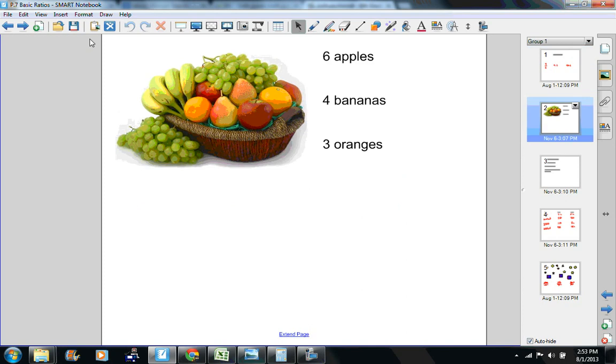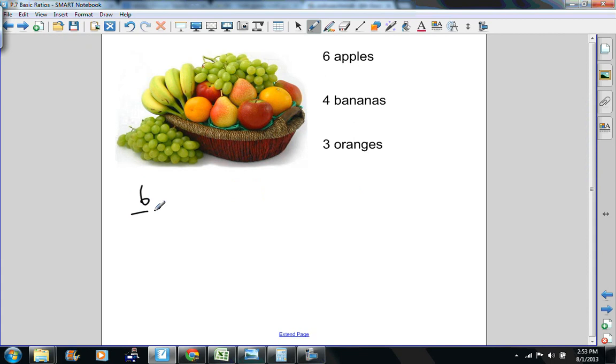So if we have these three things here, apples, bananas, and oranges, and we want to make a ratio of apples to bananas, well, that would be 6/4 apples to bananas. But if we made that ratio, we would want to simplify it down. Well, we'd divide the top and the bottom by 2 and get 3/2, like that. Okay? If we wanted to do oranges to bananas, that would be 3/4 oranges to bananas. Well, that one can't be simplified, so we're done.